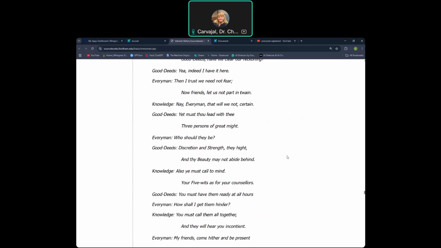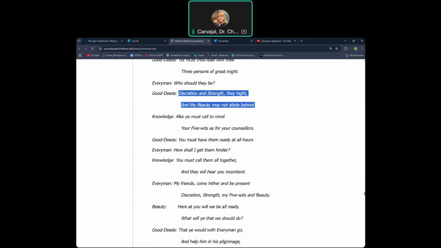And so let's go. Now, Good Deeds. It says you must lead with thee three persons of great might. So Good Deeds says, okay, we have to take three persons of great might. And he goes, who should they be? And he goes, discretion and strength they hide, and thy beauty may not abide behind.